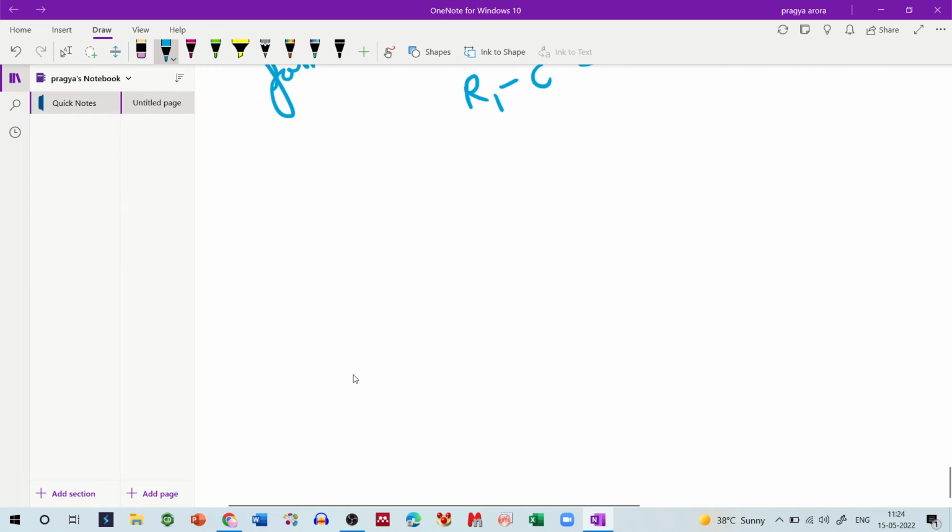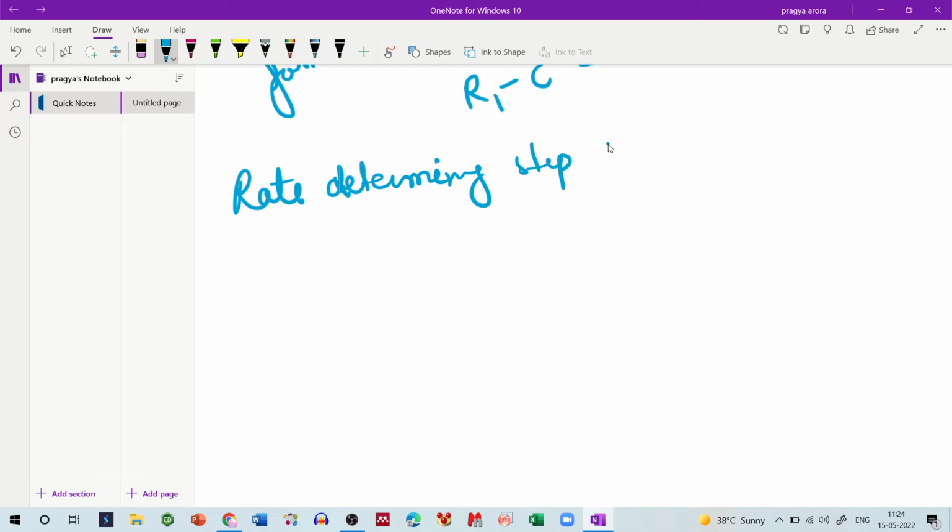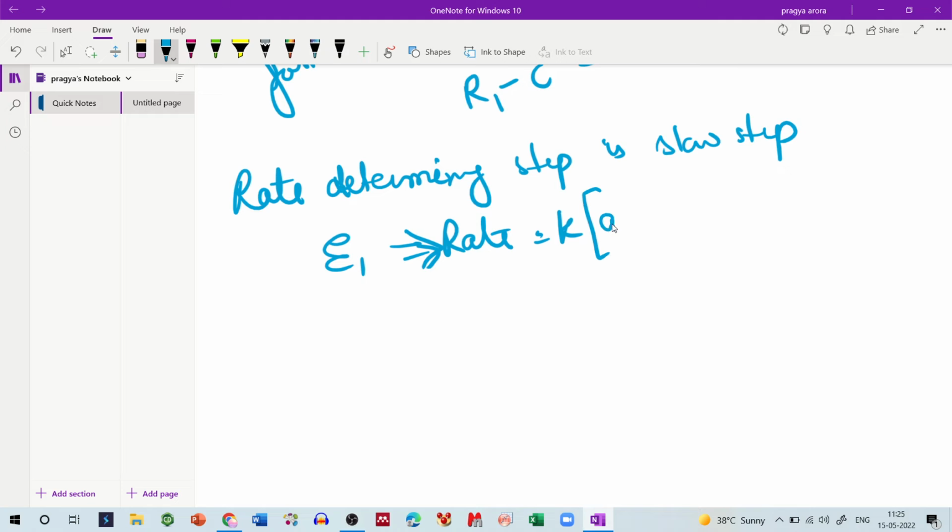As we know, the rate determining step is a slow step. So the rate in this E1 mechanism is equal to the concentration of alkyl halide only. That's why we write this 1 in the subscript over here. So the rate is proportional to the alkyl halide concentration only.